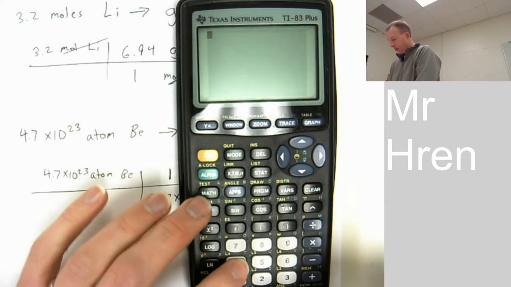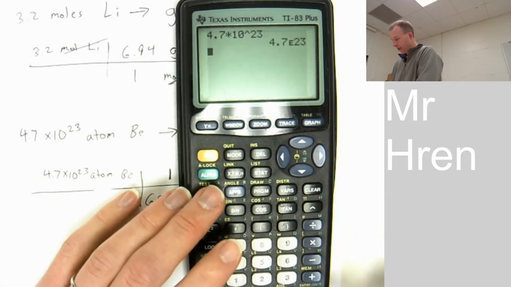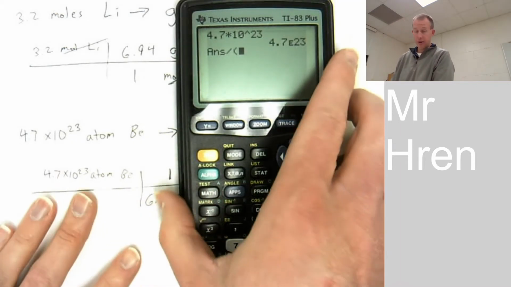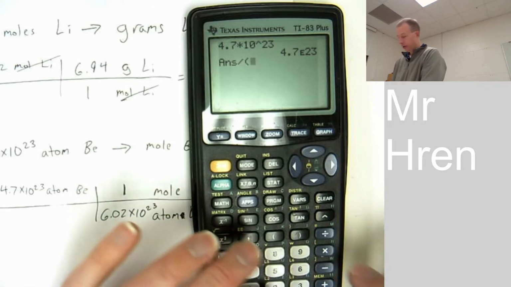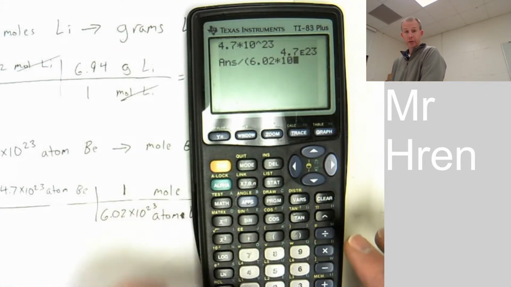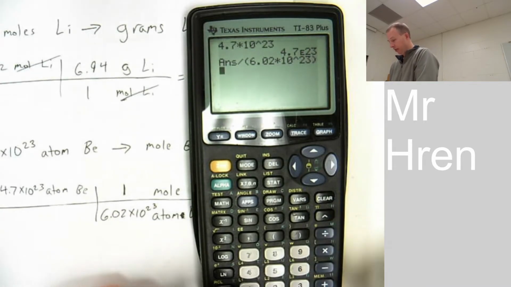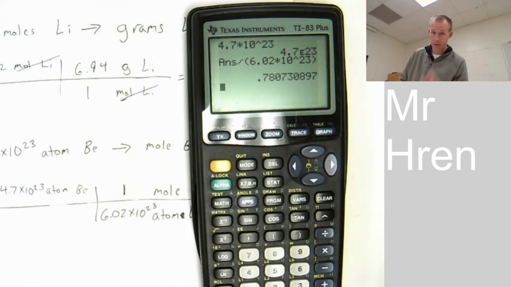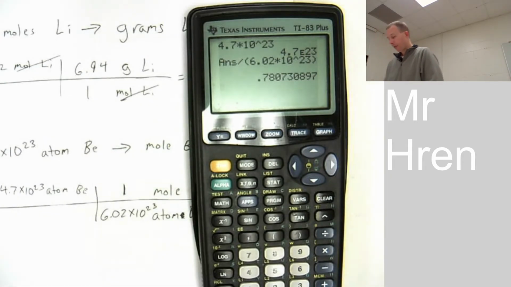So we'll do 4.7 times 10 to the 23rd divided by parenthesis. Please type Avogadro's number in parentheses when you're dividing. Otherwise, you're going to get it wrong. You will get it wrong every time if you don't put in parentheses when you're dividing. Don't get it wrong. Parentheses.